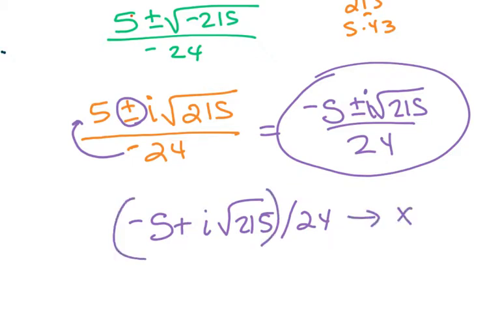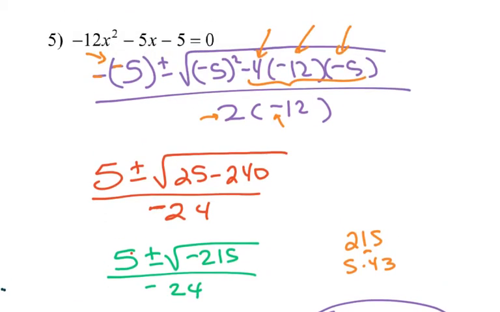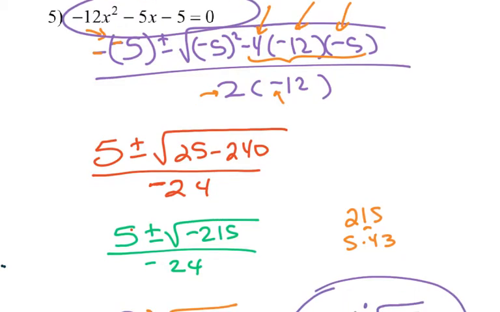But you can store that in x, and then you would go back to your original equation, and you would type in negative 12x squared minus 5x minus 5, and you should get 0 if that is the correct solution.